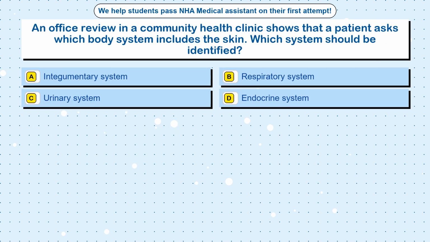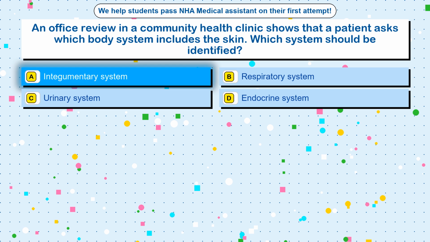Question 77. An office review in a community health clinic shows that a patient asks which body system includes the skin. Which system should be identified? Option A. Integumentary system. Option B. Respiratory system. Option C. Urinary system. Option D. Endocrine system. The correct answer is option A.